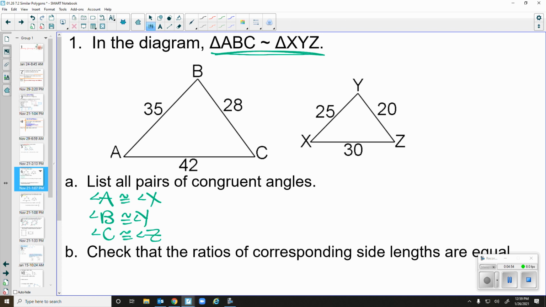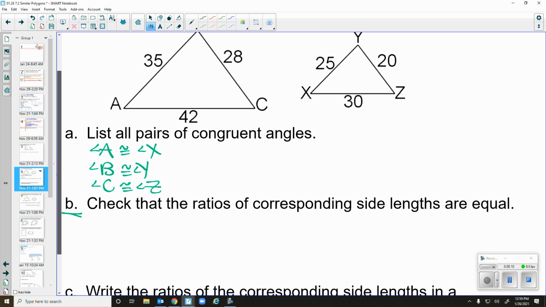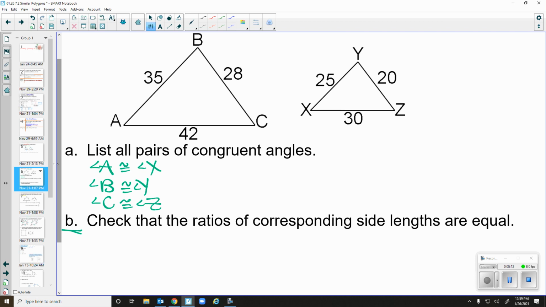Okay, next thing. It says that they're similar, but if I'm asking you to check or prove that they're similar, what I'm looking for is that every single corresponding side has the same proportion, or that same ratio, excuse me. So if we look at those sides, these are corresponding sides, these are corresponding sides, and these are corresponding sides. When you turn those into ratios, they should all create the same simplified ratio.